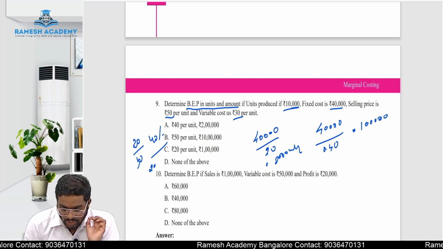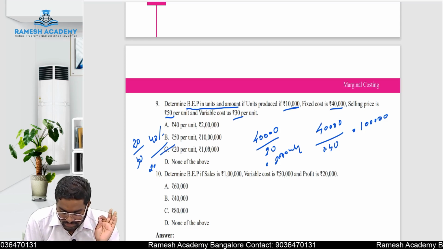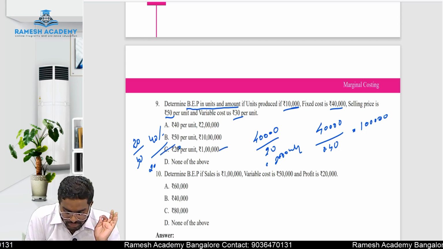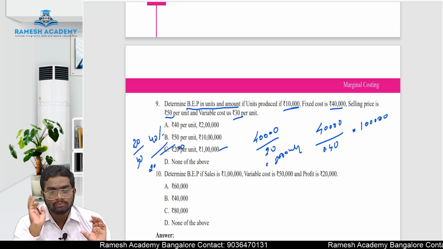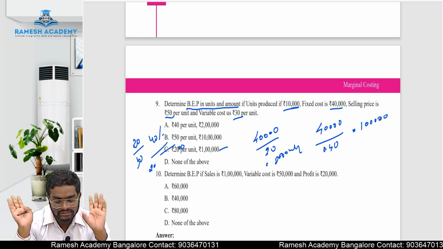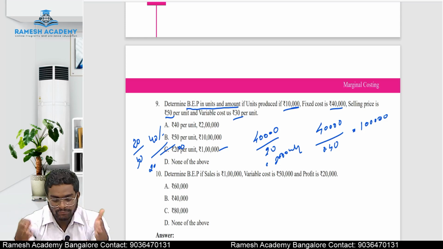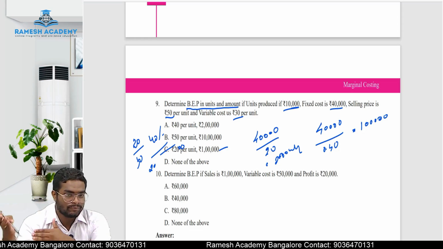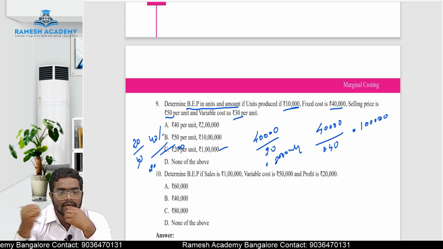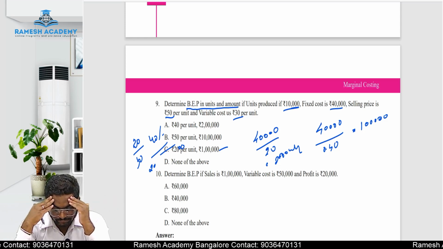So here the option is wrong, it should have been C is the correct answer. So the amount is 1 lakh and the units is 2,000. So concept wise we are good, but the option given is wrong. So just change the option. It should be 2,000 units and 1 lakh rupees. So if you can see 2,000 into selling price of 50, you will get 1 lakh. So our answer is correct. So you are just cross verifying.